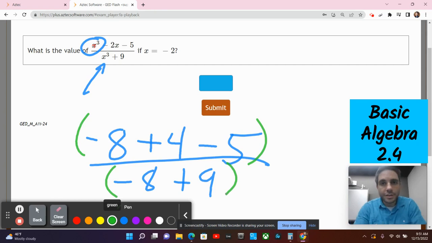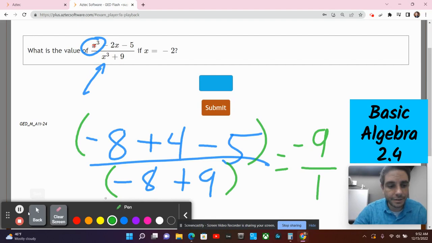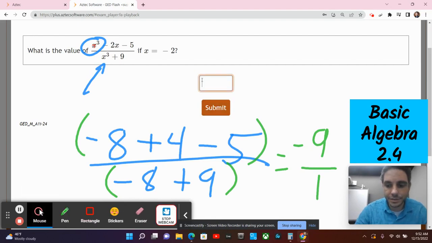And now let's just do the top part first and the bottom part second, and then we'll divide and get our answer. -8 plus 4 is equal to -4, and -4 minus 5 is equal to -9. On the bottom of the fraction, -8 plus 9 is equal to +1. Anything divided by 1 is just itself. So -9 divided by 1 is equal to -9.